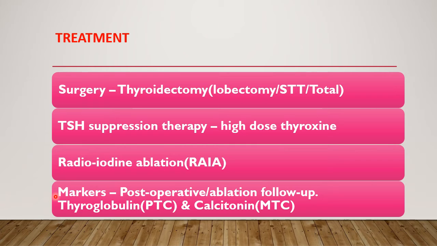There are two main markers that must be remembered with regard to cancer treatment, which are used post-operatively, on or after radioiodine ablation, during follow-up. These are thyroglobulin, which is a marker for papillary thyroid cancer, and calcitonin, which is a marker for medullary thyroid cancer.